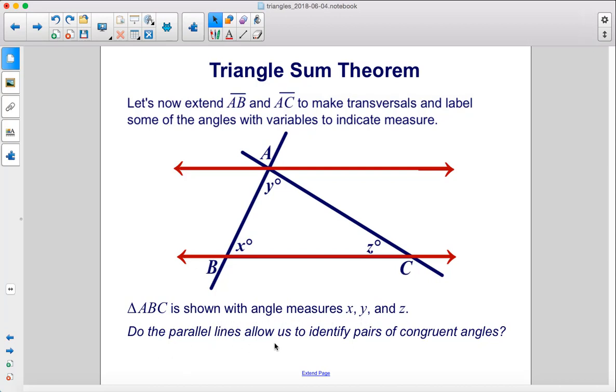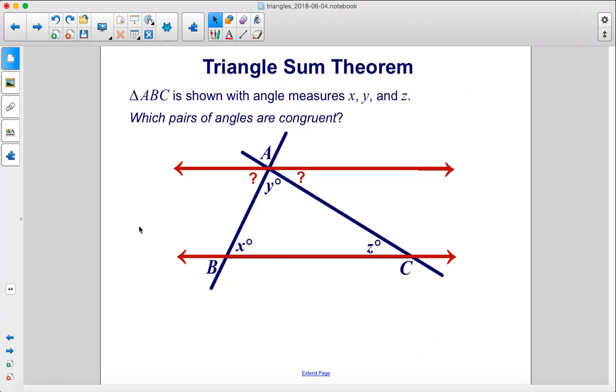Do the parallel lines allow us to identify pairs of congruent angles? Triangle ABC is shown with angle measures X, Y, and Z. Which pairs of angles are congruent?